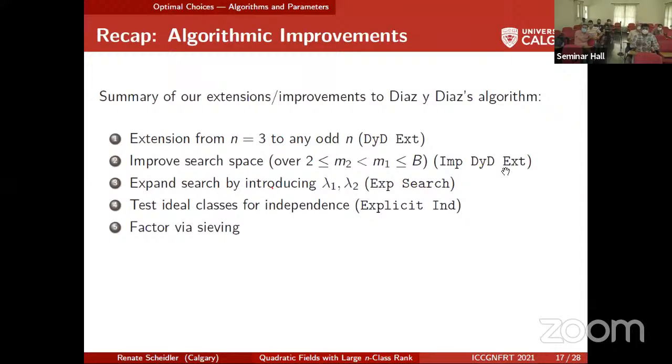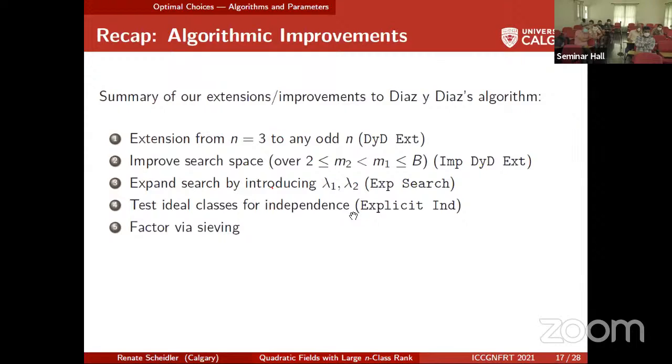Then we introduced these lambdas to get even more solutions. This is called the expanded search. And then we introduced an independence test for ideal classes. This is called explicit ind. And then there was the sieving as a separate independent improvement. So those were the improvements.